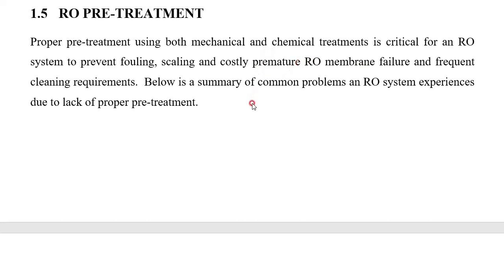There is a lifespan for any membrane, or it is expected to perform efficiently for a certain period of time. But due to this fouling and scaling and some other factors, it may rupture or it may fail to perform its function. So to avoid that, because it is very costly to replace the RO membrane and also to clean it, we have to treat the water before feeding it into the RO system.